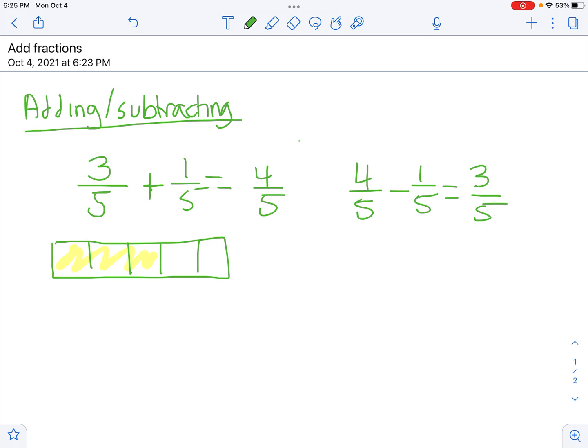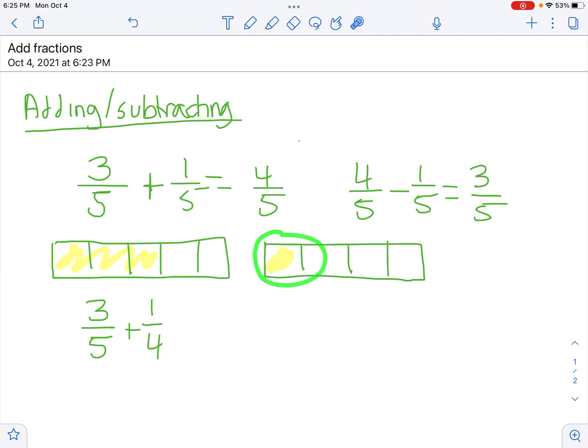However, if you have a situation where you are changing the denominator, like 3/5 plus 1/4, that's kind of confusing, because here you have 3/5 and then you have 1/4. That means you have the same thing and you're dividing it up into fourths. A fourth is not the same size as a fifth, so you can't add those things. What you have to do is break apart your fifths and fourths into something where it's the same thing. That means the denominators have to be the same.